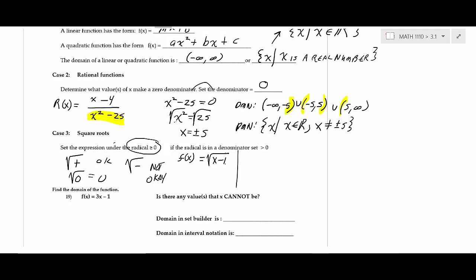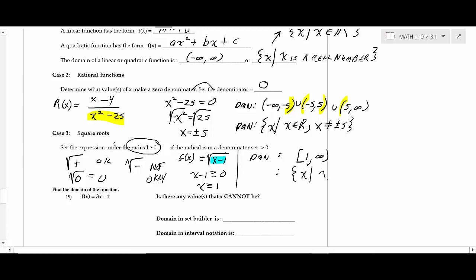Now you're not always going to be able to do that in your head, but what you can do is take whatever's in the radical, it'll always be the same. You just set it greater than or equal to 0, then you solve that inequality. That one, you add 1 to both sides, so you would have x is greater than or equal to 1. So if you were writing your domain, this is how you would write it. In interval notation, you would say bracket 1 to infinity. If you were doing that in set builder, you would say the set of x such that x is greater than or equal to 1, like that.